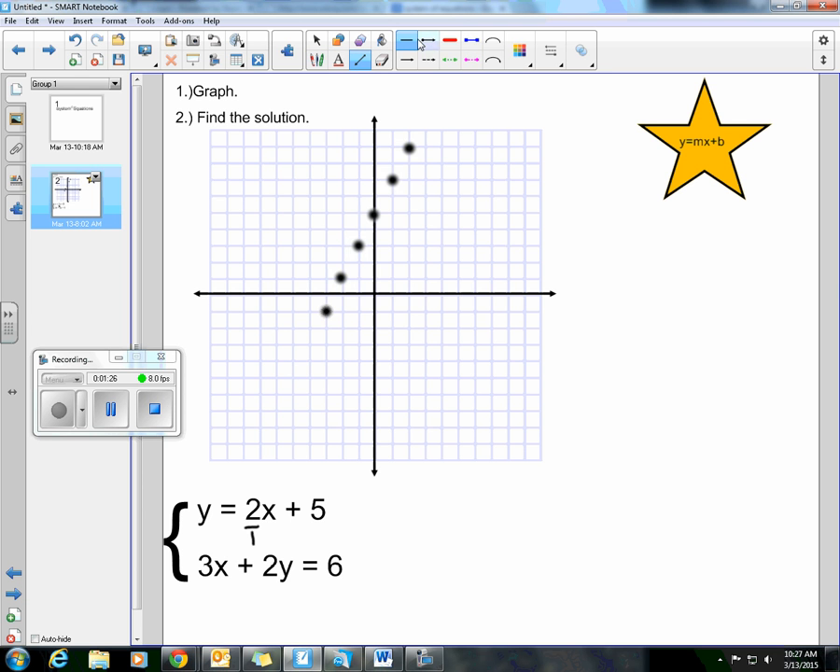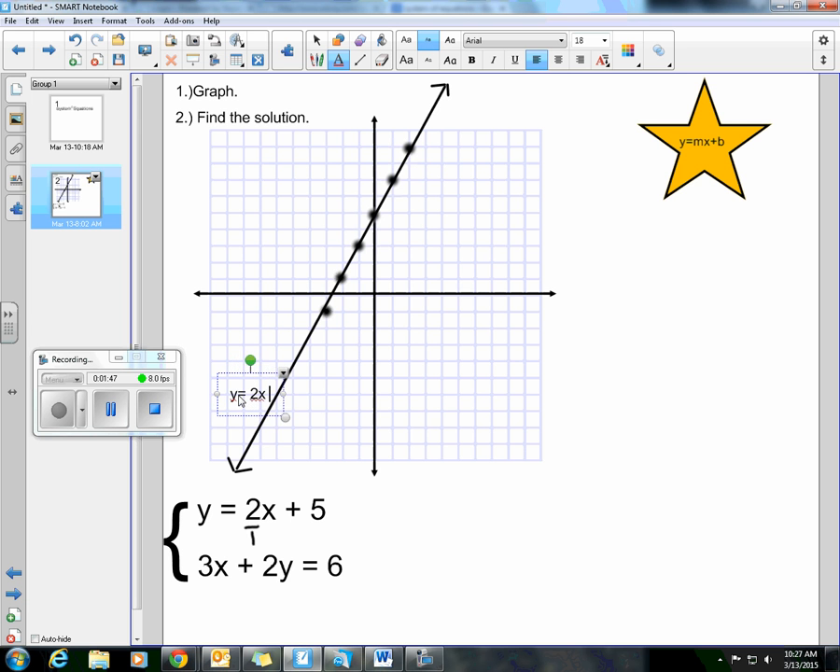Okay, now that I have that, I can draw a really straight line through that, and I want to extend it. I need arrows on both ends, and I also am going to label this. I should call this one y equals 2x plus 5. I'll lay that right on the line. So I've done the first equation. I'm going to put a little star by it so that I know I'm finished.